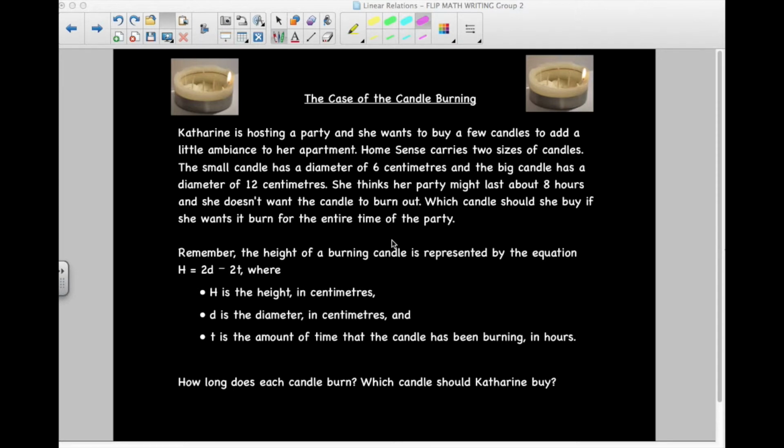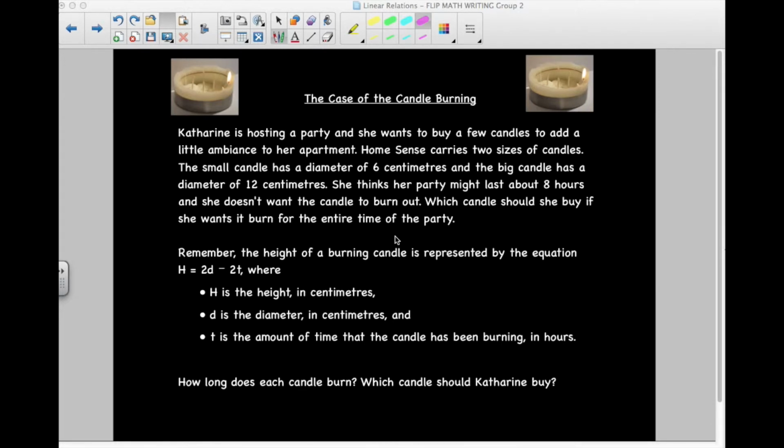So Catherine is hosting a party where she wants to buy a few candles to add a little ambiance to her apartment. HomeSense carries two sizes of candles. The small candle has a diameter of 6 centimeters and the big candle has a diameter of 12 centimeters. She thinks her party might last about 8 hours and she doesn't want the candle to burn out.